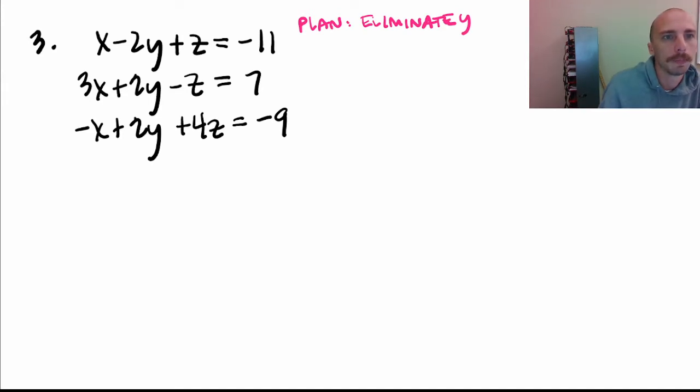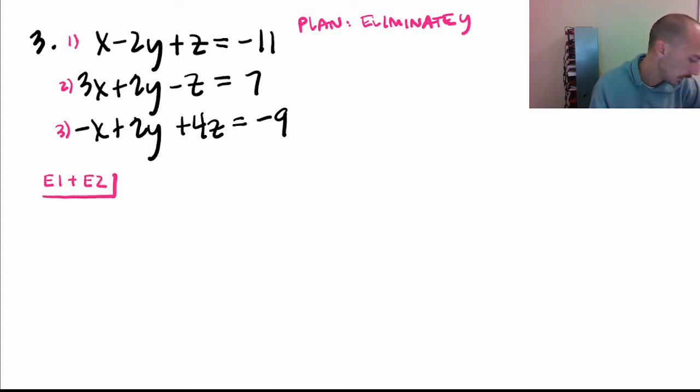Okay, plan is to eliminate y. And so how I'm going to do that, if I label this equation 1, equation 2, and equation 3, I'm going to do equation 1 plus equation 2 to get rid of the y's. Okay, and so if I do equation 1 plus equation 2, I'll have x plus 3x, that's going to equal 4x. Negative 2y plus 2y, that's going to be 0. And then plus z and minus z, that's also going to be 0.